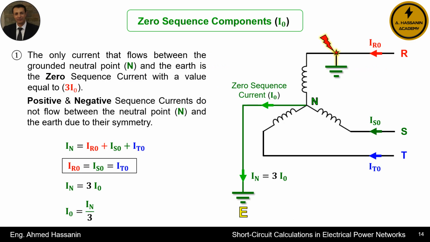Therefore, we can say that the only current that flows between the grounded neutral point and the ground is the zero sequence current, which is the sum of the zero sequence currents of the 3 phases, R, S, T. Thus, the current that will flow through the neutral line is 3 times the zero sequence current. However, it is important to understand that the negative sequence currents and positive sequence currents do not flow between the neutral point and the ground because they are symmetrical currents.